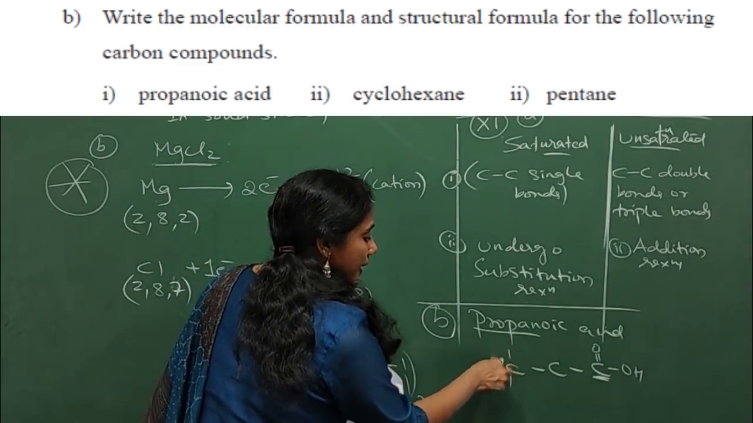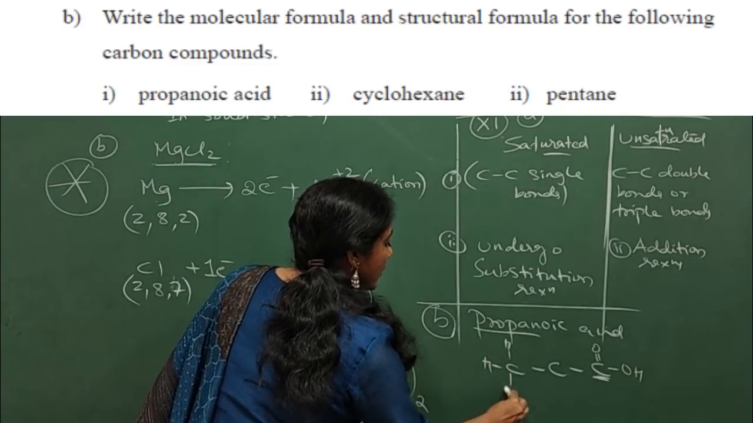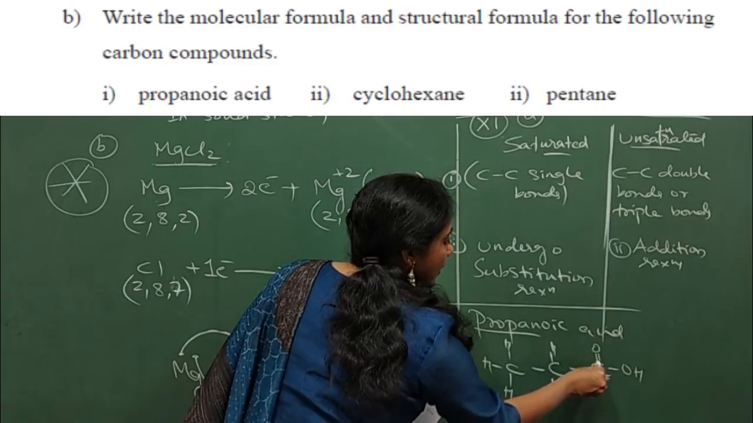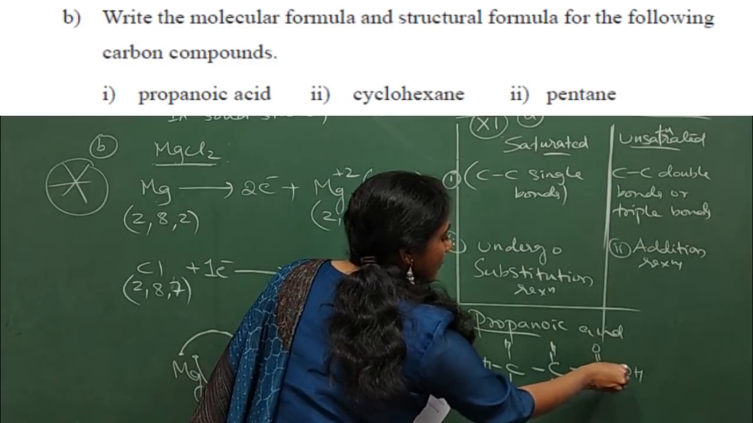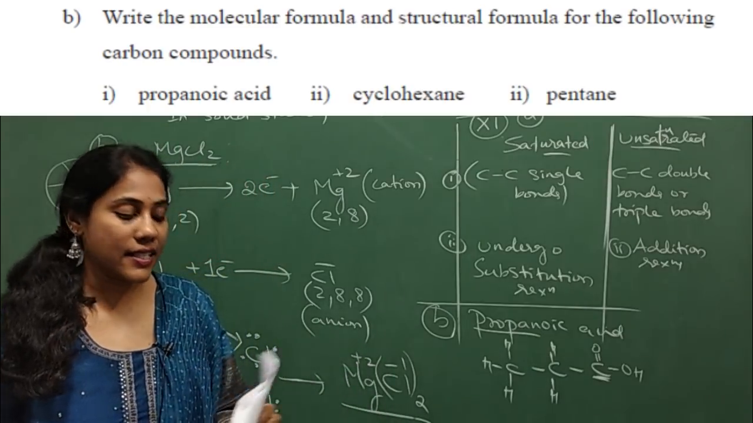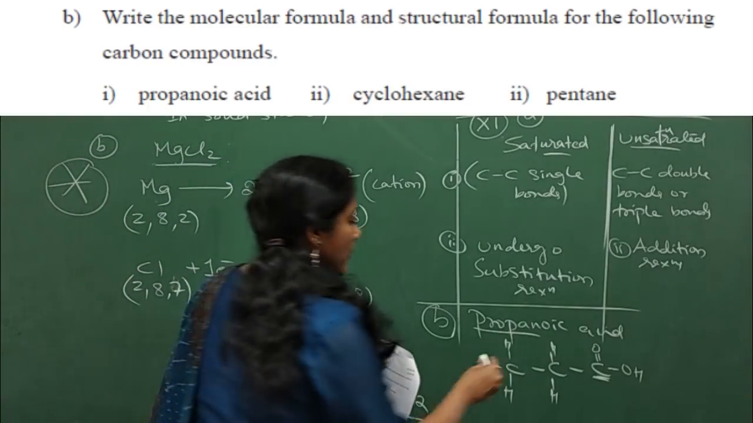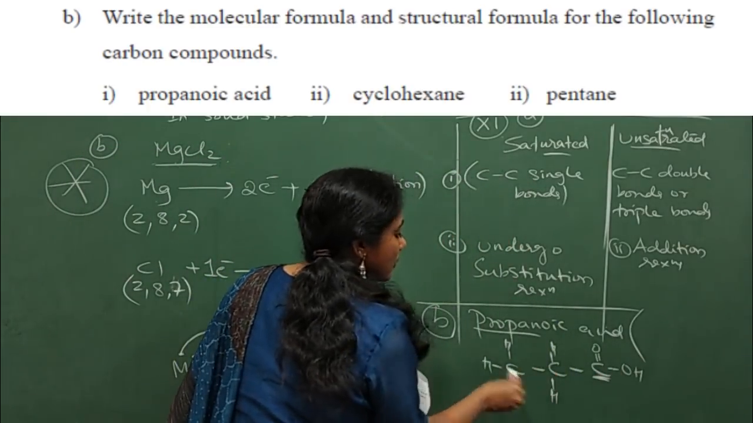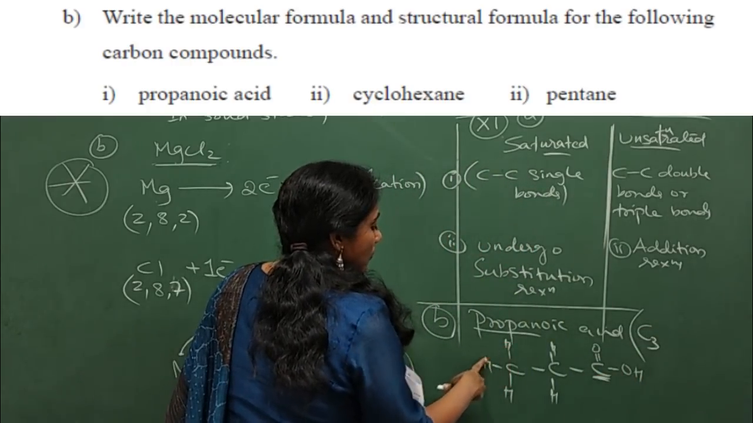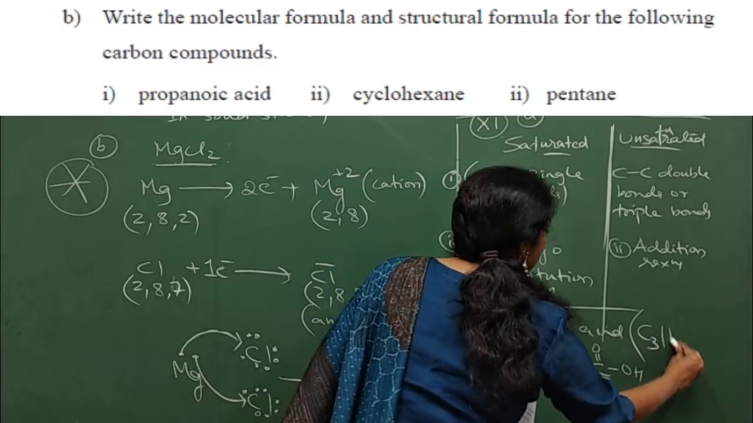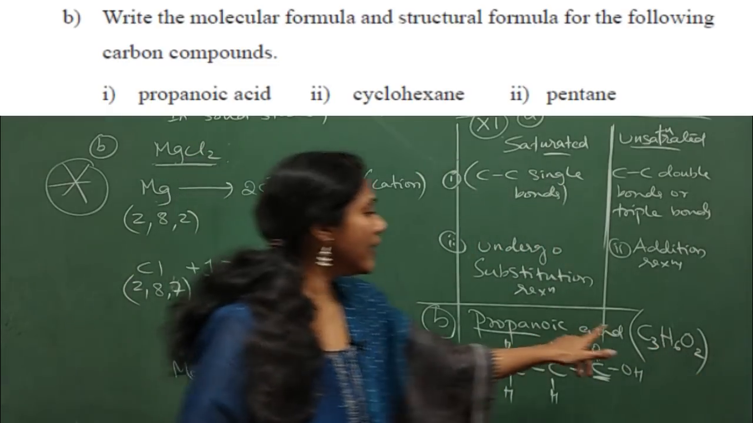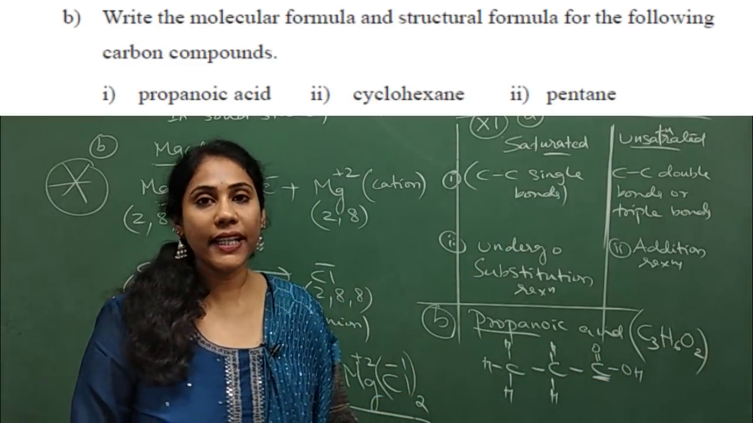This carbon needs 3 more bonds, so here hydrogen. This carbon already has a double bond, one bond this side, one bond this side, so 4 bonds are already there. So this is the structural formula for propanoic acid. They also asked you the molecular formula. Total number of carbon atoms: C3. Total hydrogen atoms: 1, 2, 3, 4, 5, 6. And 2 oxygen atoms are there. So C3H6O2 is propanoic acid.